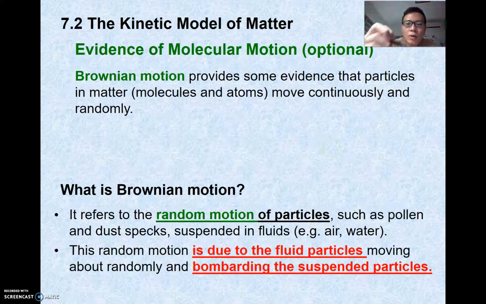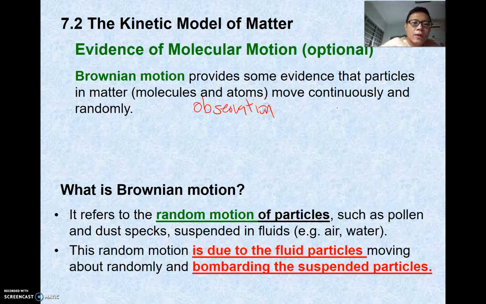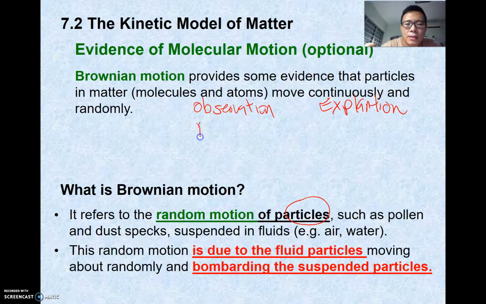For Brownian motion, if you look at it, there are actually two parts. There's one part where we look at the observations, and the other part we look at is the explanation. One thing to highlight to students is that for observation and explanation, there are actually two characters involved. The first one that we're looking at is the particle. Here I will term it as the big size particle.